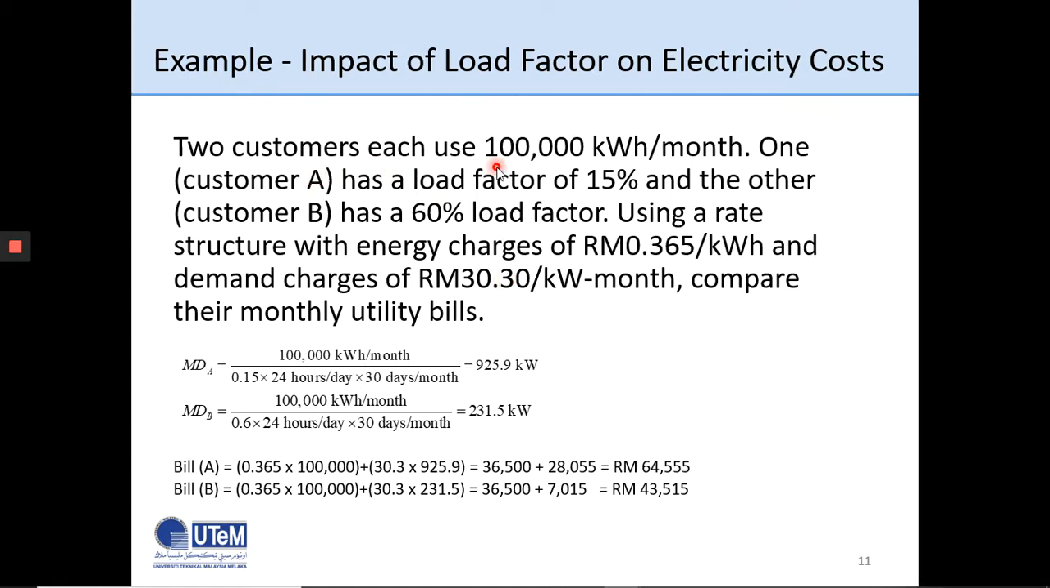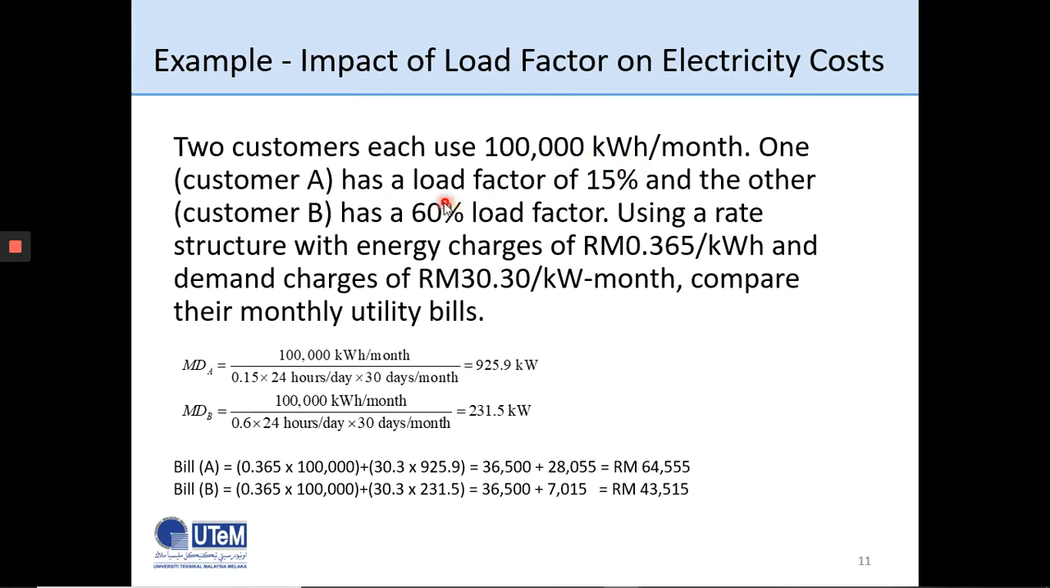So we have two customers. Let's say each customer uses a total energy of 100,000 kilowatt hours. Now remember, when I talk about power and energy, power is just watts or kilowatts. Energy is power multiplied by time. So when we have kilowatt multiplied by hour, we get total energy. So this is 100,000 kilowatt hours, energy per month.